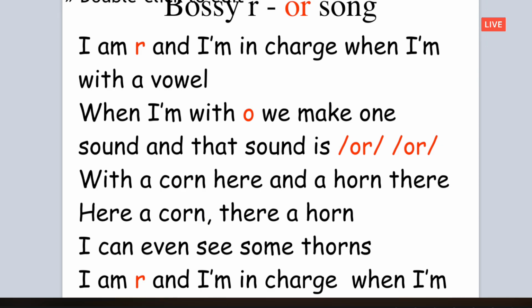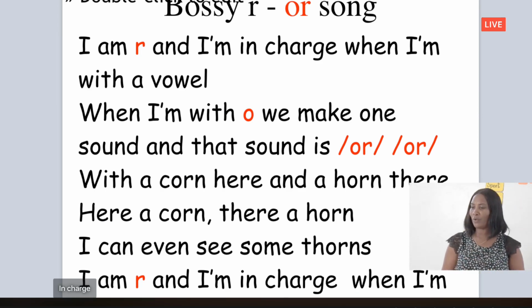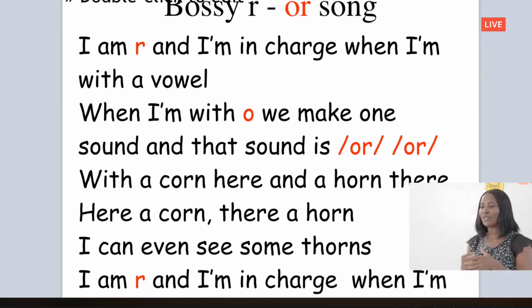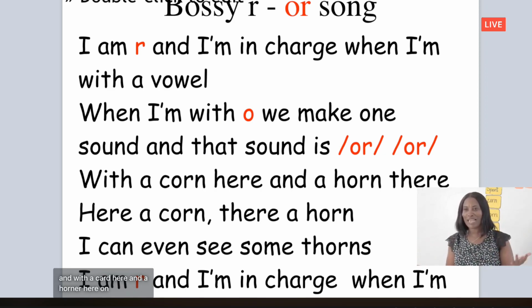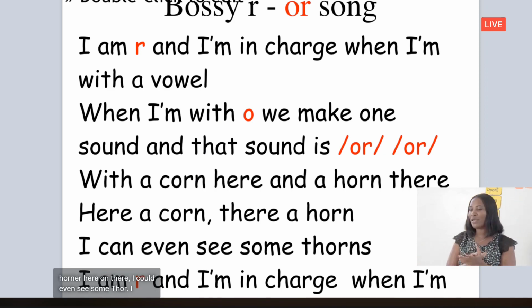I am R and I'm in charge. When I'm with a vowel, when I'm with O, we make one sound. And that sound is OR, with a corn here and a horn there. Here a corn, there a horn. I can even see some thorns. I am R and I'm in charge.